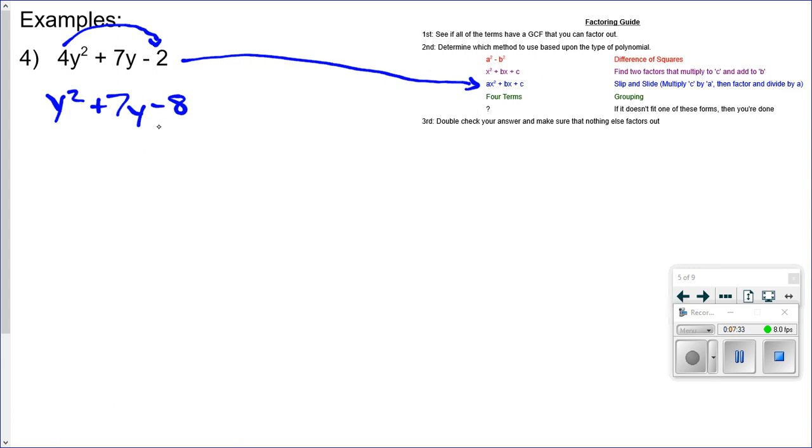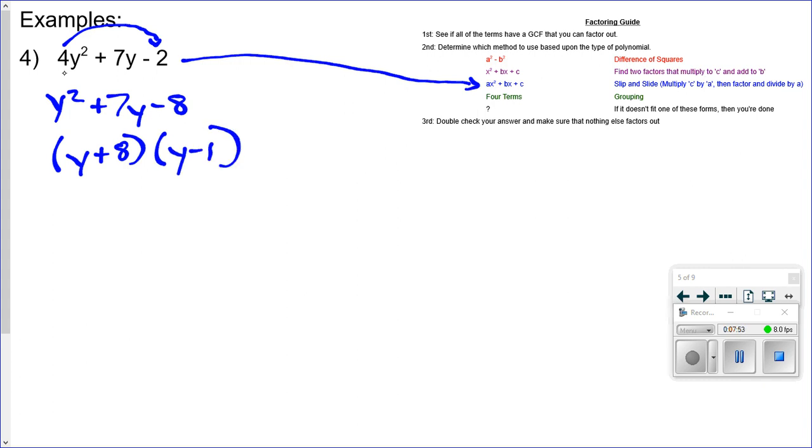So they have to be different signs to be negative when you multiply them. And the bigger number needs to be positive. So I'm thinking positive 8 and negative 1. So that gives me y plus 8 times y minus 1.